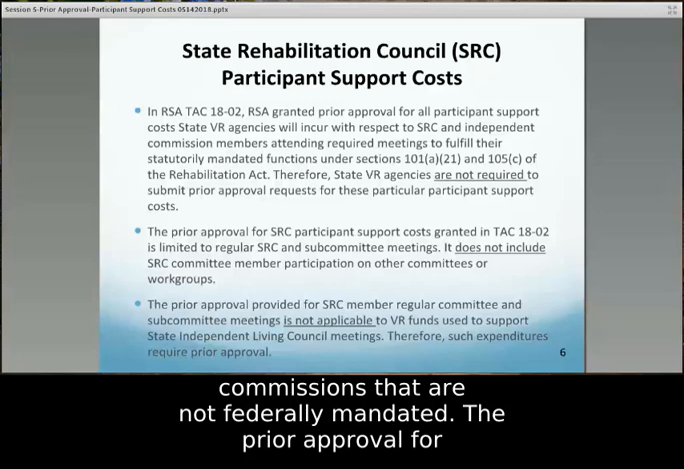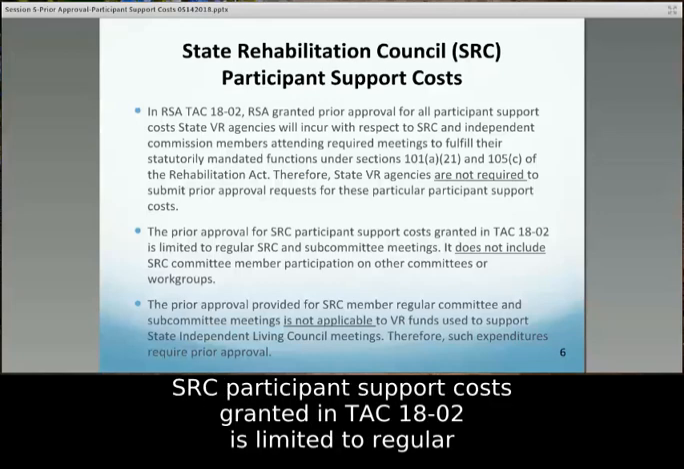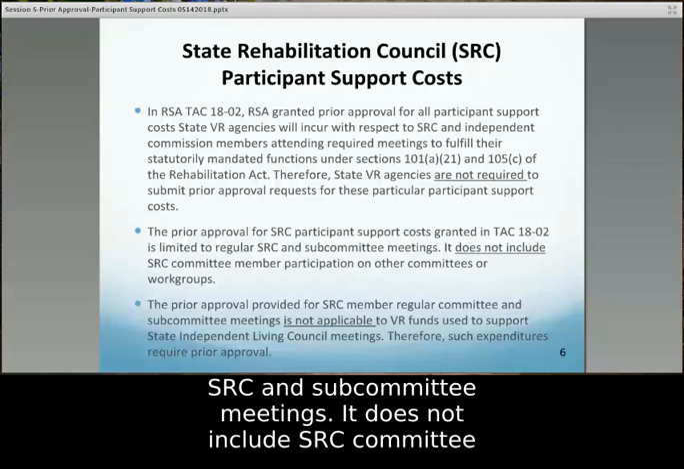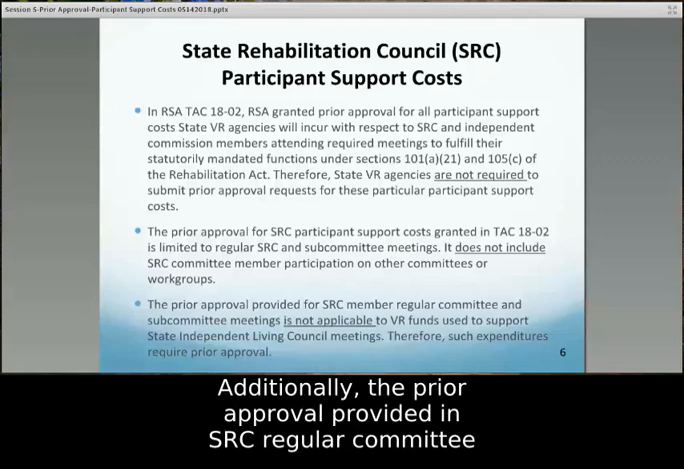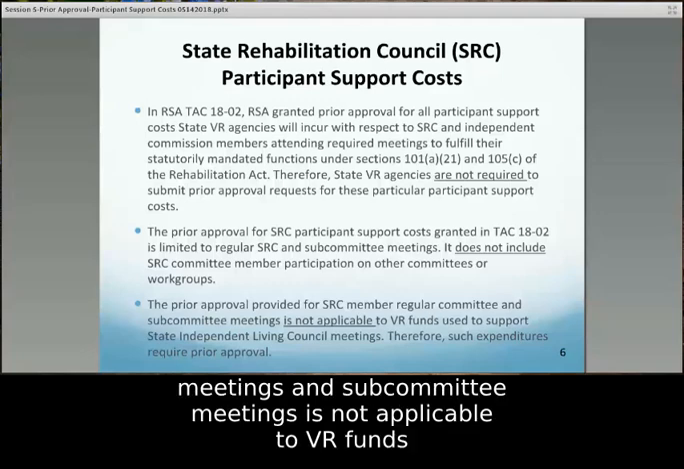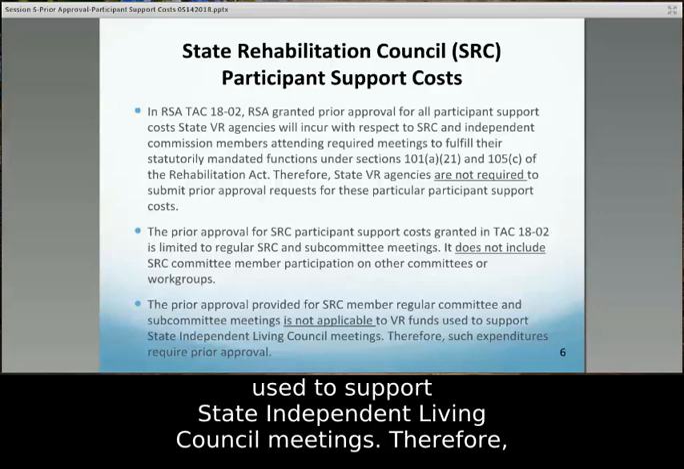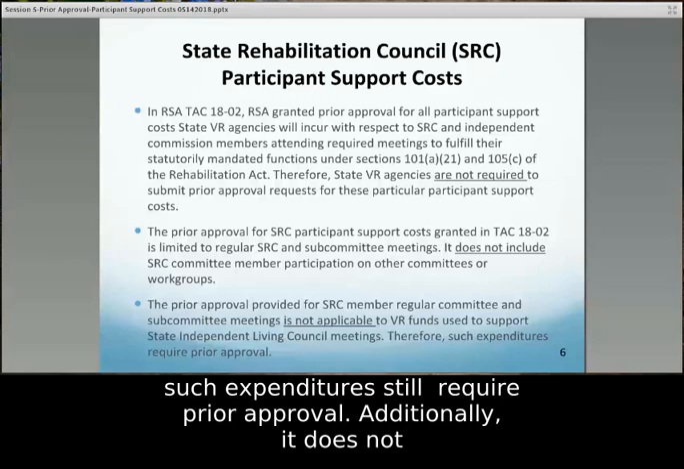The prior approval for SRC participant support costs granted in TAC 1802 is limited to regular SRC and subcommittee meetings. It does not include SRC committee member participation on other committees or work groups. Additionally, the prior approval provided for SRC regular committee meetings and subcommittee meetings is not applicable to VR funds used to support State Independent Living Council meetings. Therefore, such expenditures still require prior approval.